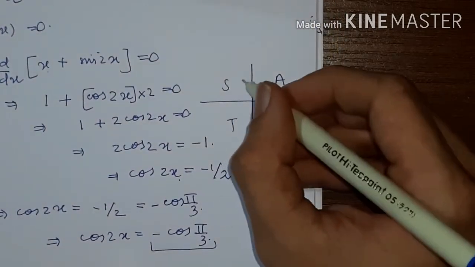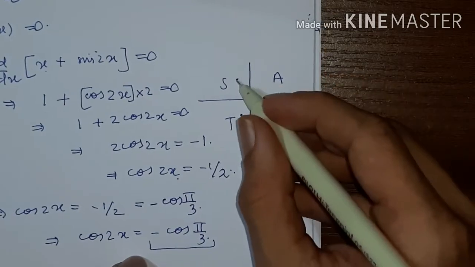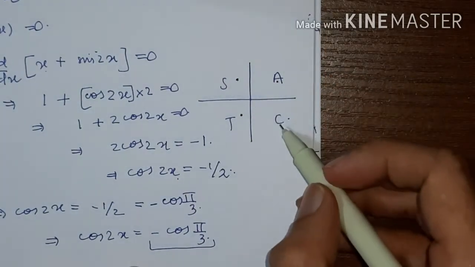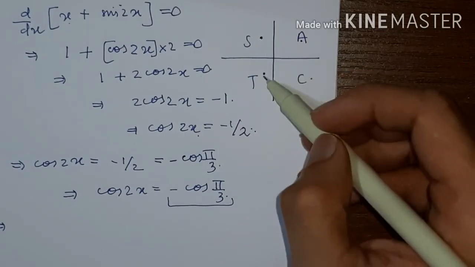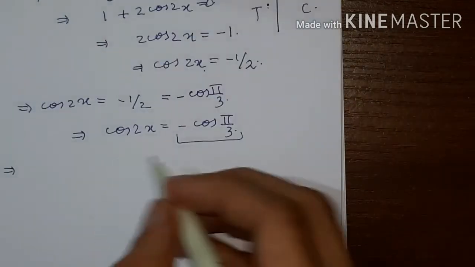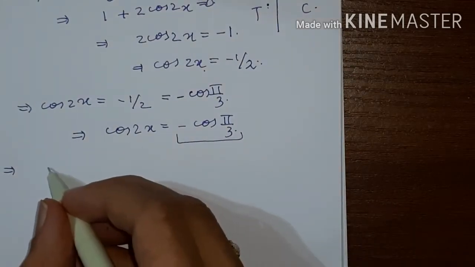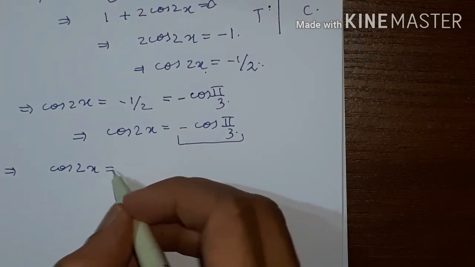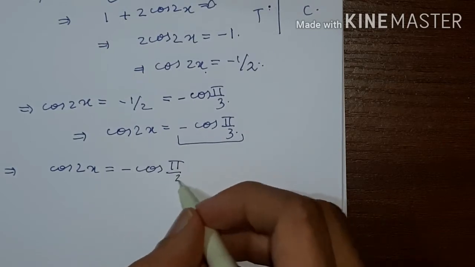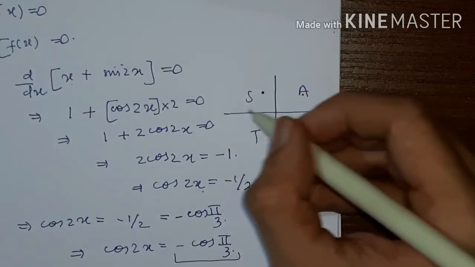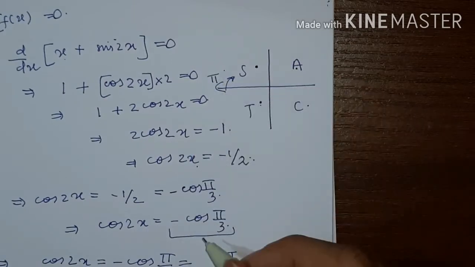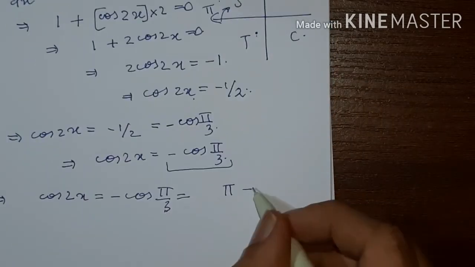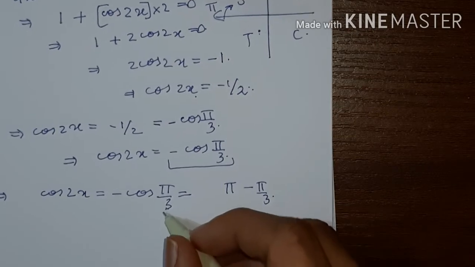Now you know that cos is negative in these two quadrants, because all are positive here and cos is positive here. So cos is negative in the second and the third quadrant, right? So that means cos 2x, which is equal to minus cos pi by 3, is equal to, now if we want to go in the second quadrant, how to go? This is pi which you have here, pi minus the same theta, pi by 3, which is here.